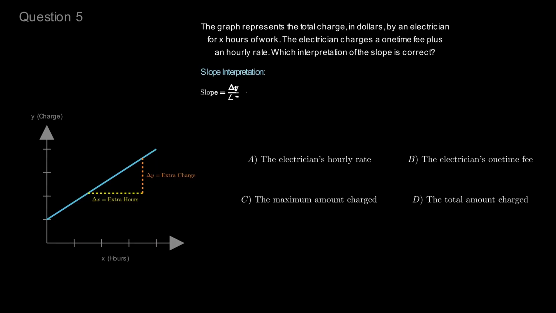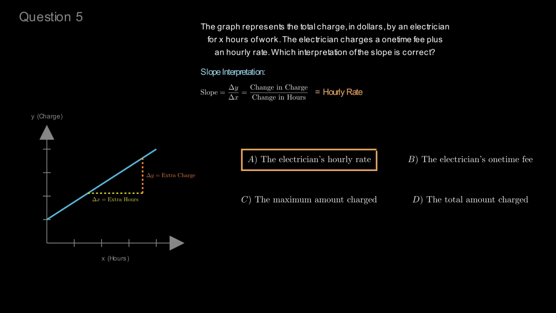Look at this visually. For every 1 hour increase on the x-axis, the total charge goes up by a constant amount on the y-axis. The ratio of extra charge per single hour is exactly what we call the hourly rate. Now, let's display our options on the right. This perfect visual translation matches option A, the electrician's hourly rate, and that is our correct answer. Let's look at question 6.